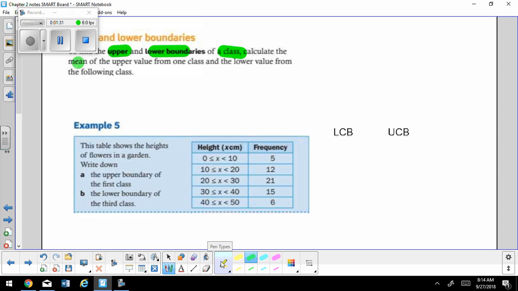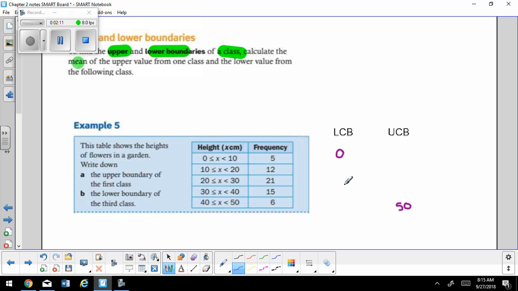So for the lower class boundary, I'm just looking at this data. 0 is the lowest class boundary for that first group. Because I'm talking about the heights of flowers in the garden, they're either there or they're not. I can't have any negative amounts. So it makes sense that 0 is my lowest. Okay, and they took measurements of this, and I don't have any reason to suspect that I have flowers that are beyond 50 centimeters. So my upper class boundary here would be 50 for that last group.